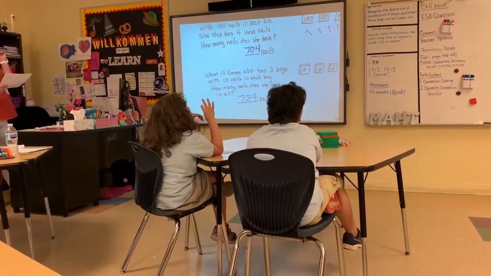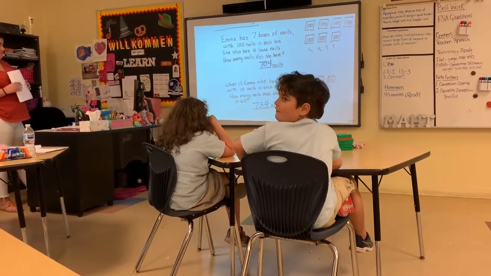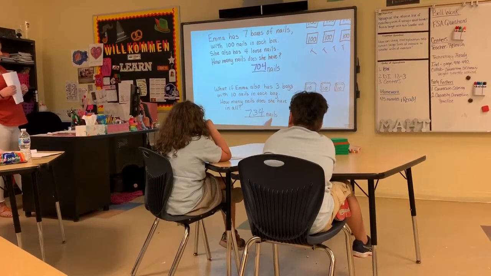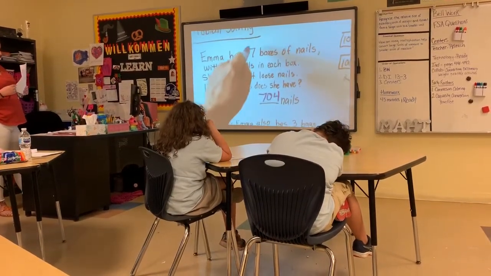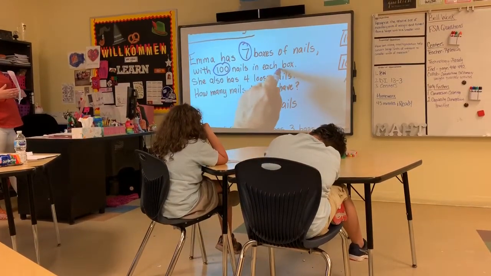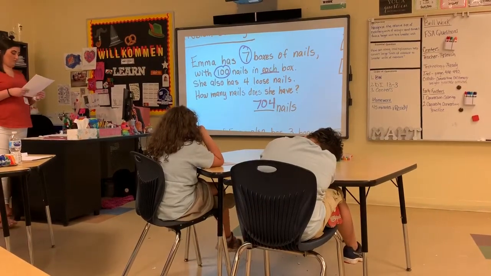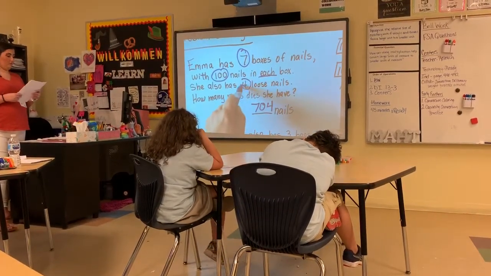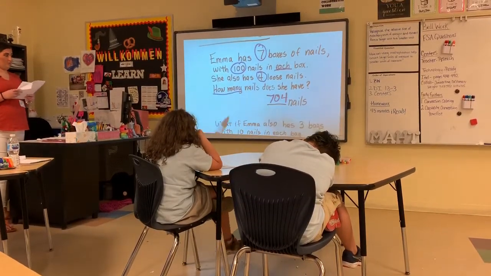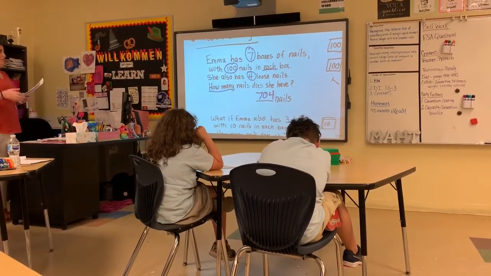Now she has 734 nails. What's really important to look at is I labeled my answer, nails. We looked at the important numbers, 7, and it said they each had 100. It said she also had 4 loose ones, didn't it? And it asked how many. So we knew we had to count these up and add them together, right?